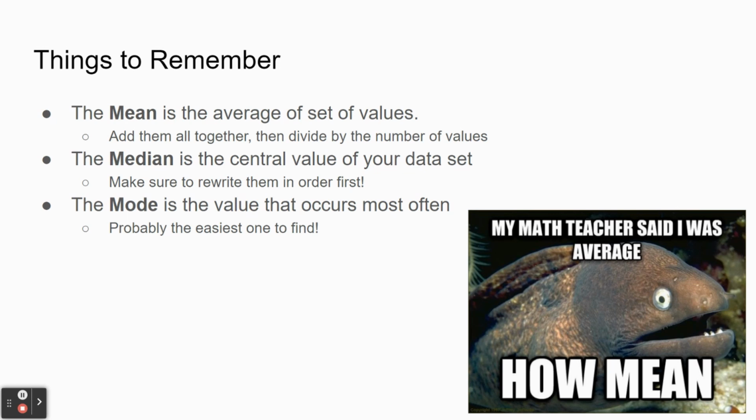The median is the central value of your data set. Again, make sure to write them all in order first. That is where it actually matters, because you need to be able to find what's in the middle. The mode is the value that occurs most often. It's probably the easiest one to find, and if you have them written in order, it should take you very, very little time to figure out. Pause the video, write anything down that you need to, and then we'll look at our suggested practice problem for today.